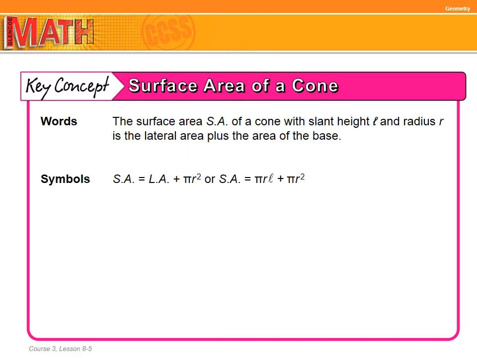Surface area of a cone. The surface area, or SA, of a cone with slant height L and radius R is the lateral area plus the area of the base. So as you can remember from the previous formula, the lateral area is pi times radius times slant height, which is L, plus the area of a circle, pi times radius squared.